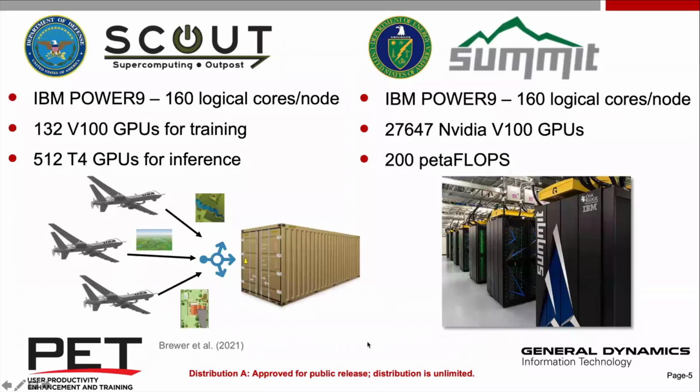For this paper, we used two IBM Power 9 systems, one from the Department of Defense called Scout, which stands for Supercomputing Outpost. Scout is a supercomputer that's in a shipping container that's completely transportable to anywhere in the world to provide AI support at the tactical edge. It has 132 Nvidia V100 GPUs for training and 512 T4 GPUs for inference.